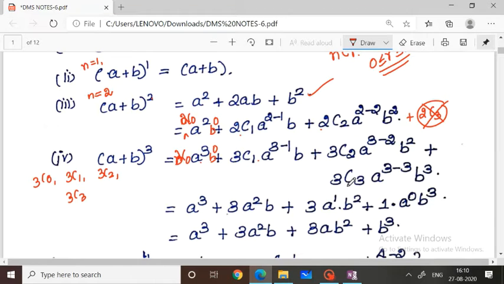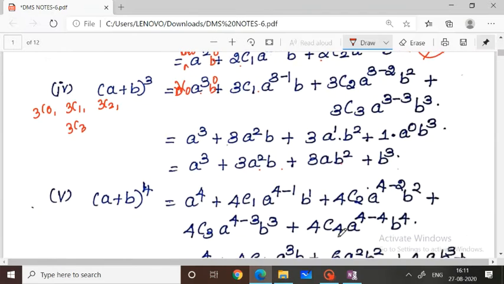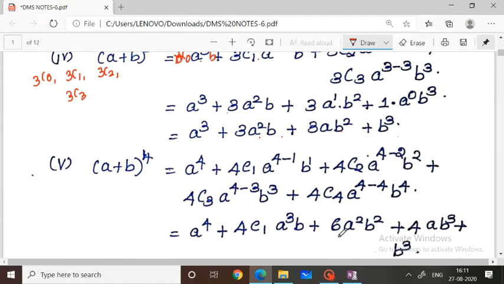The last term is nCn; there are only terms up to that, and after that there are no more terms. According to the expansion, the last term will be nCn. On simplifying, you will get a cube plus 3a square b plus 3ab square plus b cube. Now, if it is power 4, I have written some cases like this to make it simplest. I have given here a plus b the whole raised to 4. Similarly, you can write it as a raised to 4.